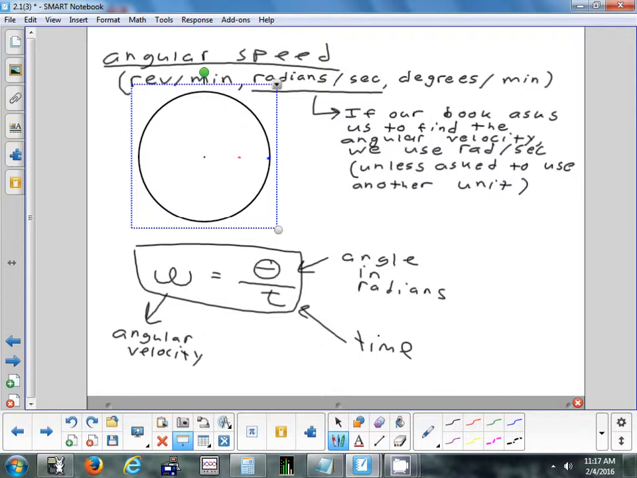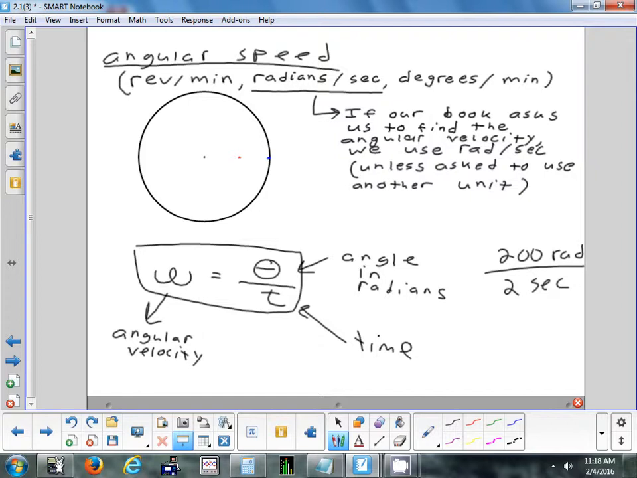Okay, so any questions on that formula? As an example, let's say something was spinning 200 radians every 2 seconds. That's a speed of 100 radians per second. If it moved 200 radians in 2 seconds, if I reduce it, it's moving 100 radians per second. And if I really wanted, we could change radians to revolutions or seconds to minutes and find RPMs.